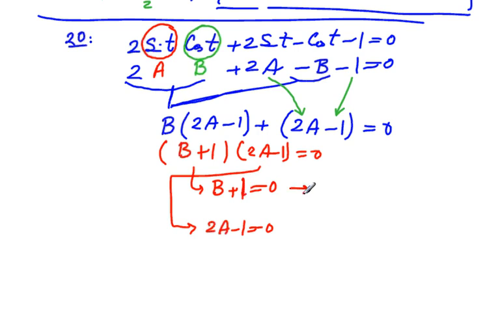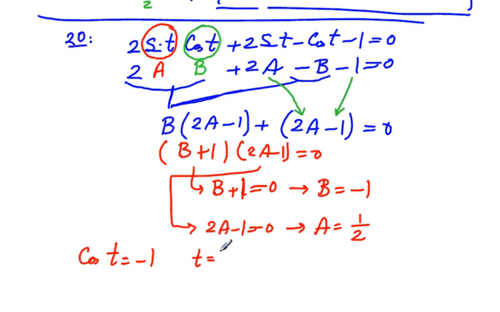Well, what does that tell you? This could only happen if b is equal to -1. This happens if a is equal to 1/2. Now you go back, so who is a, b anyway? My b was really cosine of the angle. Cosine of t is equal to -1. What are the angles whose cosine is -1?